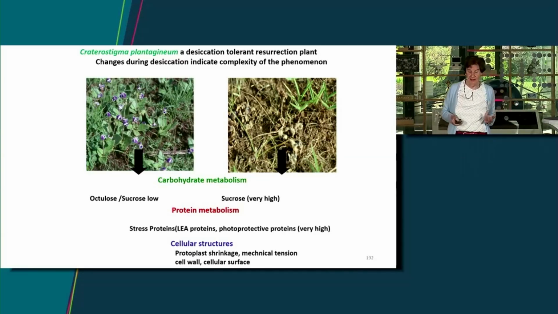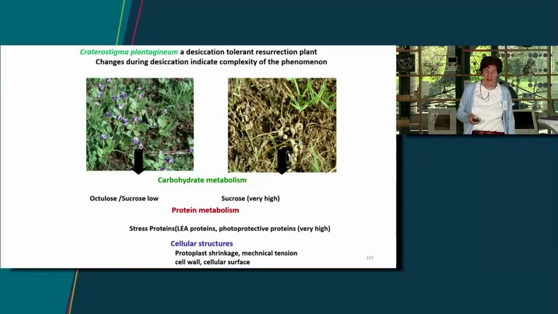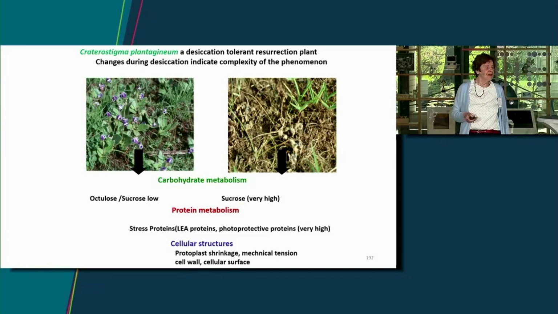Then we find induction of a broad array of proteins, which I will not go into much detail. And a subclass of these proteins are the so-called stress proteins. And the class of these are the so-called late embryogenesis abundant proteins. I will talk about them later. But also metabolic processes which require photoprotection, because as I said, it retains its chlorophyll. So it still absorbs sunlight, and you still have the accumulation of oxygen radicals here.